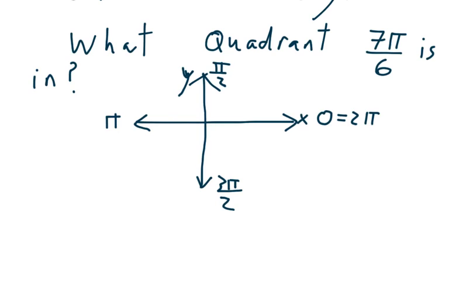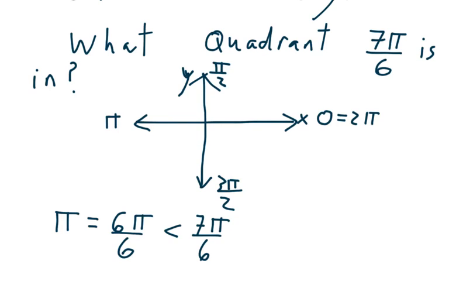I guess you could use a calculator, but let's make this more fun. We know that pi is the same as 6 pi over 6. Right away that tells us that 7 pi over 6 has to be in either the third or the fourth quadrant, since 7 pi over 6 is bigger than pi.